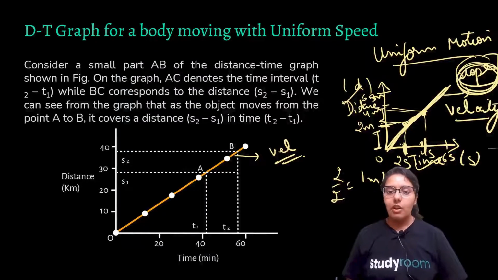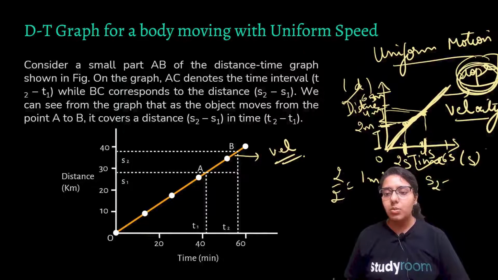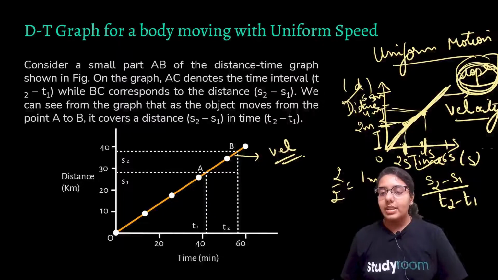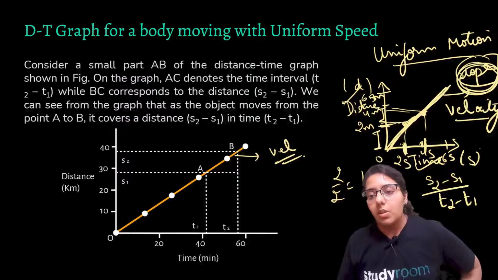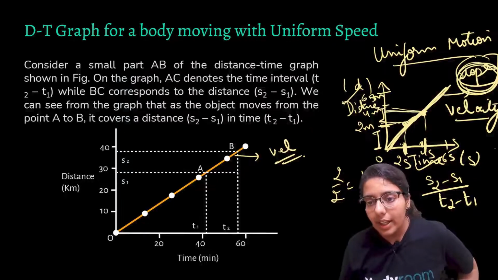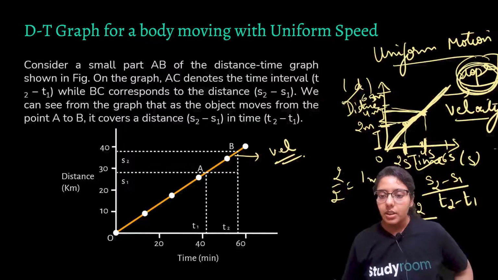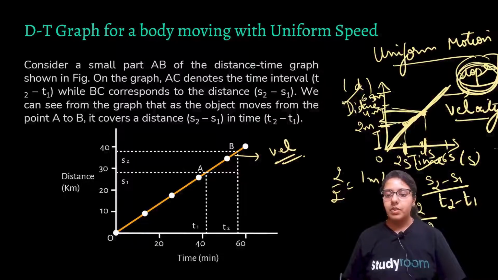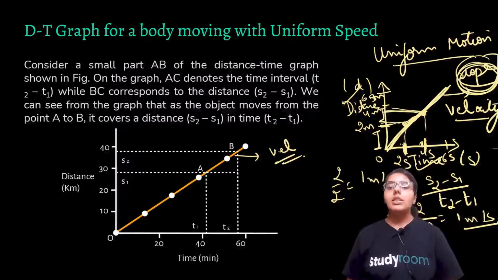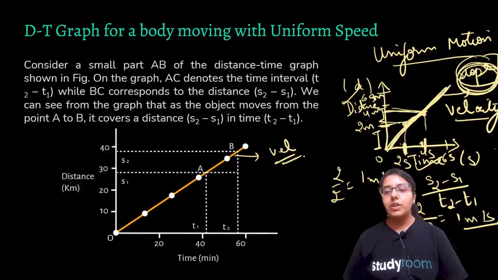Simply, what we are going to do is S2 minus S1 upon T2 minus T1. Here S is your displacement. S2 for this point is 4, S1 is 2, so 4 minus 2, upon T2 which is 4 minus T1 which is 2. It comes out to be 1 meter per second. So this is how you can calculate the velocity over a particular interval.